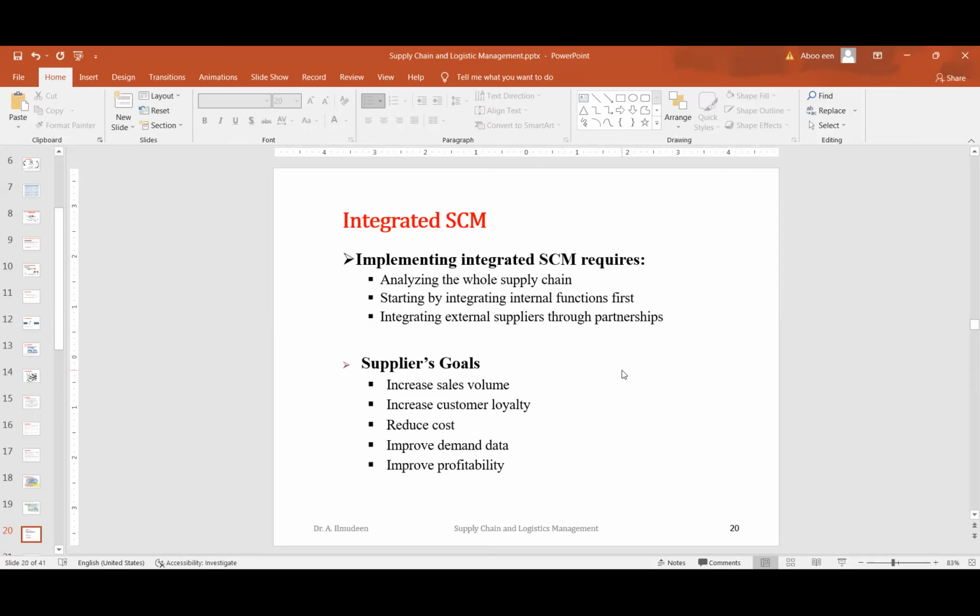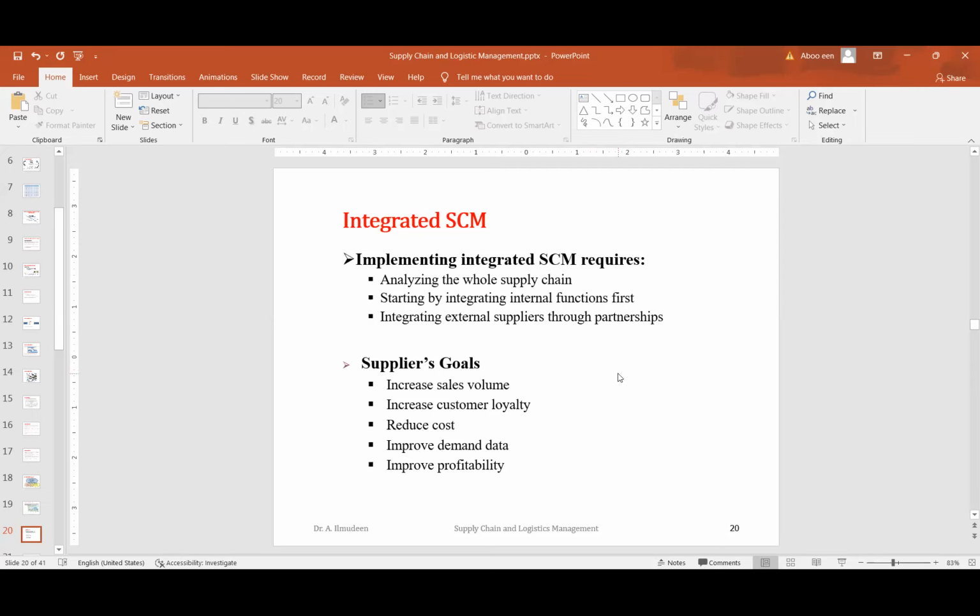with a connected internal business unit. So phase by phase, or step by step, they have to implement these integrations. So starting by integrating internal functions first, then integrating external suppliers through partnership. Once they are successful in the integration inside, they can move to outside partners and suppliers. Then they can connect their supply chain management system with the enterprise-wide information system like ERP systems.